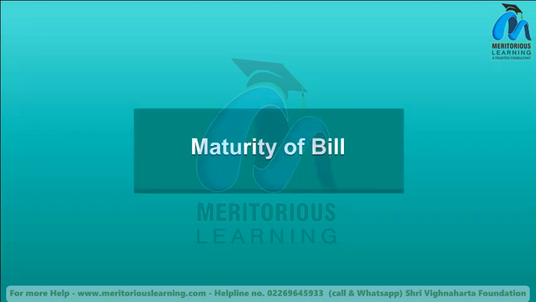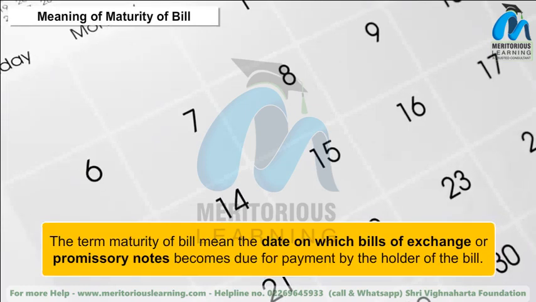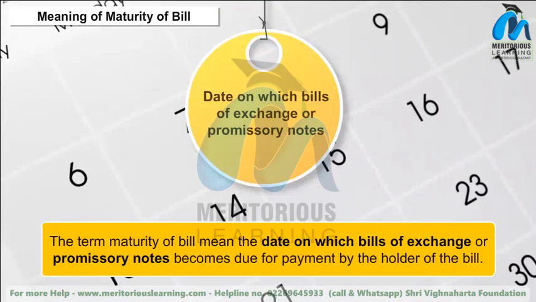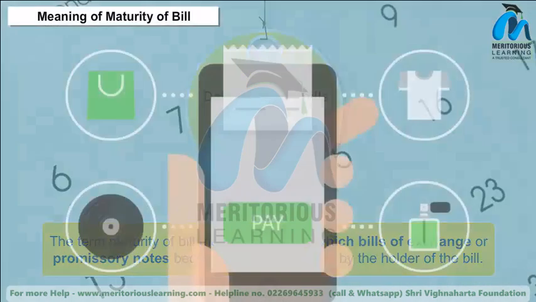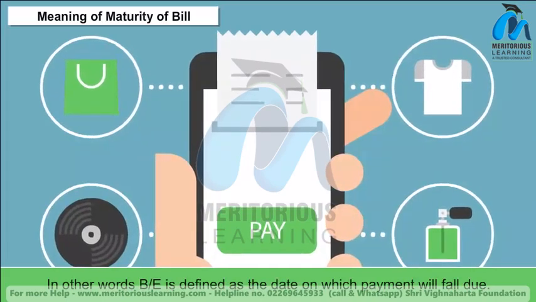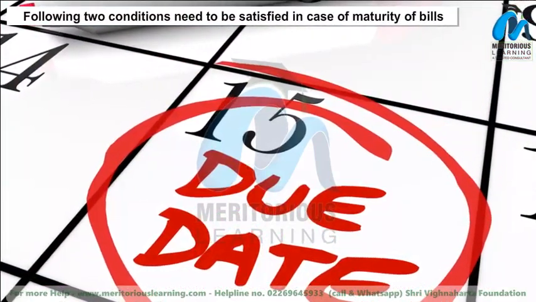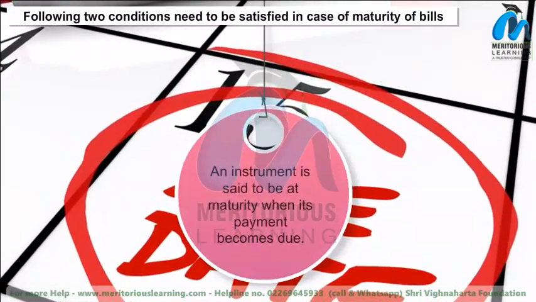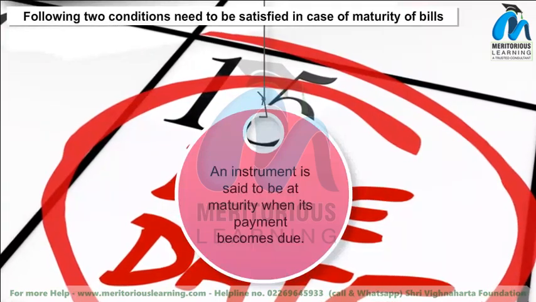Maturity of bill. Meaning of maturity of bill. The term maturity of bill means the date on which a bill of exchange or promissory note becomes due for payment by the holder of the bill. In other words, it is defined as the date on which payment will fall due. The following 2 conditions need to be satisfied in case of maturity of bills. An instrument is said to be at maturity when its payment becomes due.